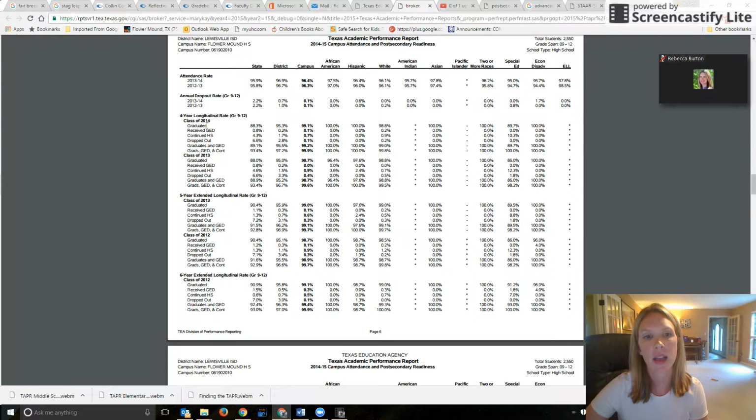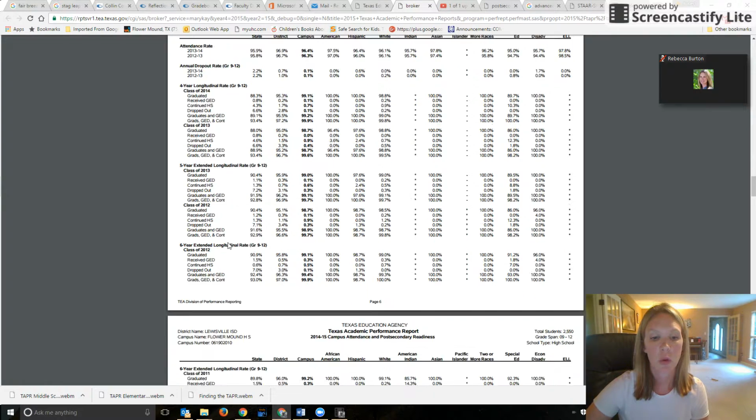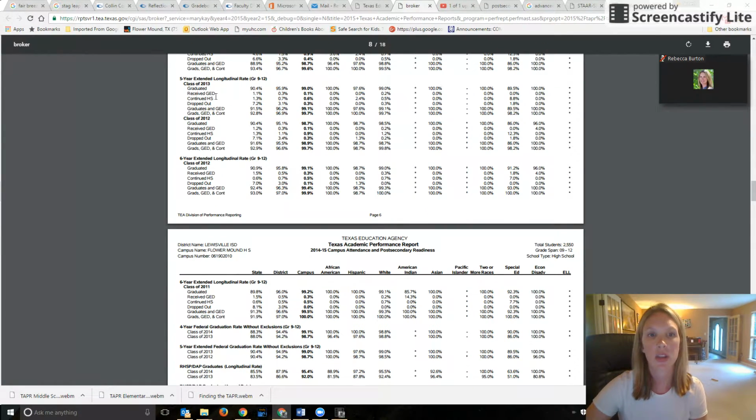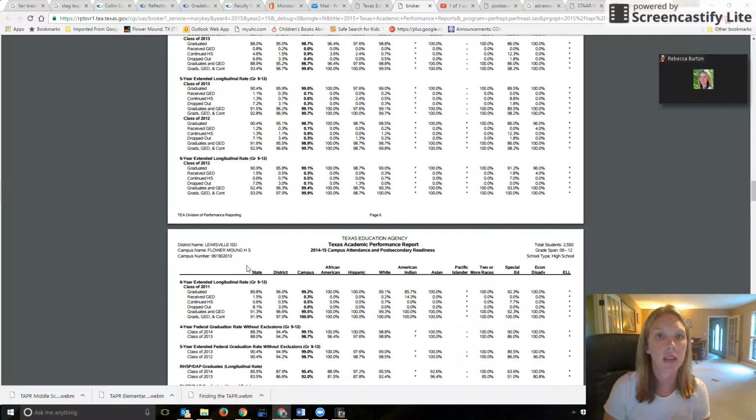It'll report out for your class of 2014 what percentage graduated, state, district, and campus-wide, how many received a GED, how many continued in high school, which means that they haven't necessarily dropped out, but they didn't graduate with their class, and so forth and so on for the class of 2013. And then this is 2012 because we're looking at the 5-year report, and then the 6-year report goes back to 2011. So that's why we're seeing the 4, 5, and 6, because we're trying to capture all those students who have continued and not necessarily dropped out. We want to see if they've been retained, continued through high school, and eventually graduated.